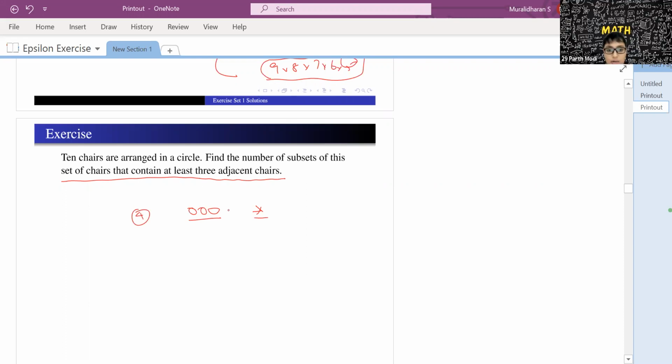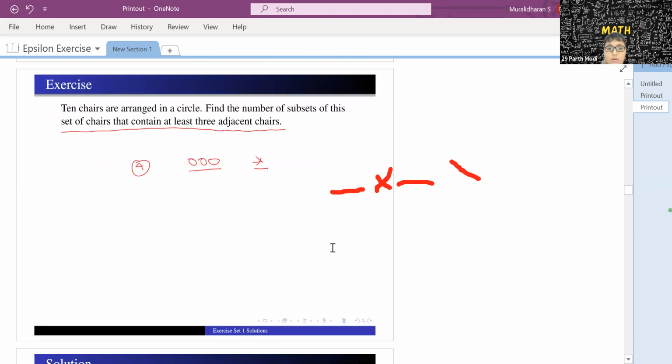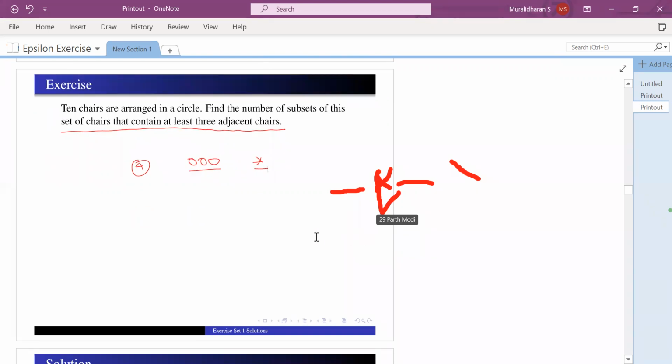Yes, sir. I am using combinatorics here. I'm doing it somewhat like this. Now I can't annotate, so I don't know why, but somewhat like this. The method is fine.